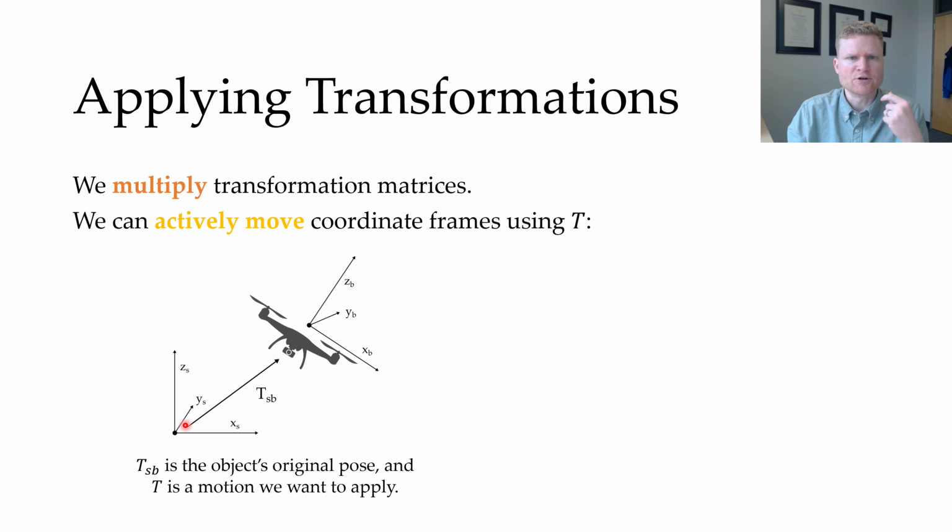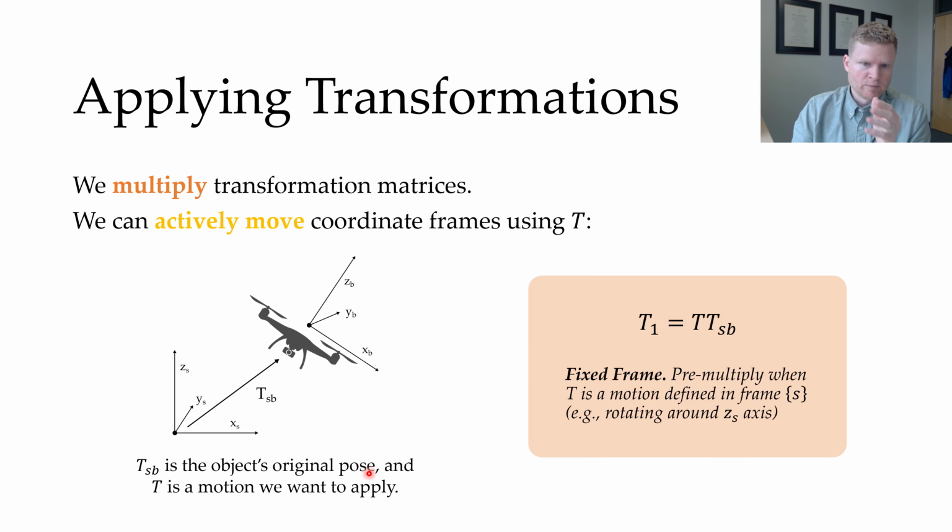And now I want to apply a new motion, call that T, and I want to move the drone by this coordinate frame T to get a new position, a new orientation, a new transformation matrix for the drone. So TSB is my original pose, and T is going to be what happens next. I should mention, this word pose, I'm combining position and orientation into one word, pose. Okay. So you can multiply here.